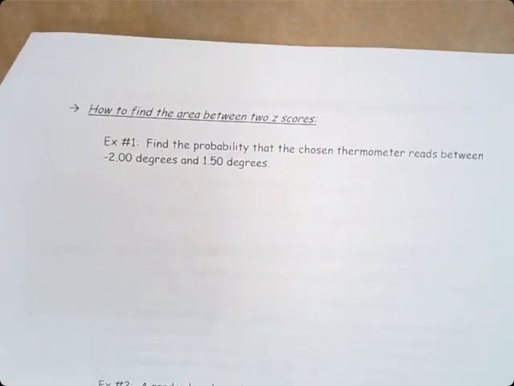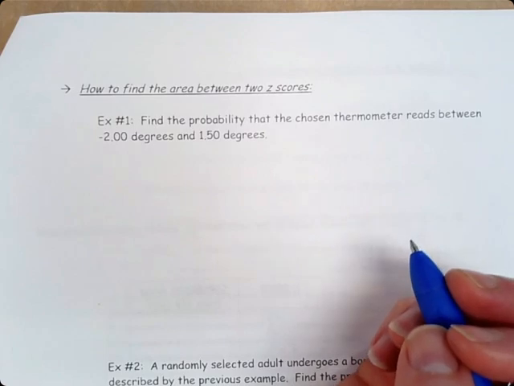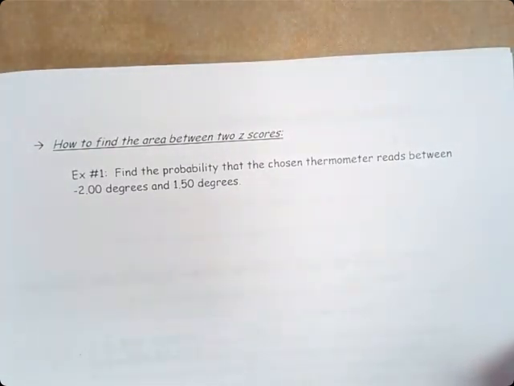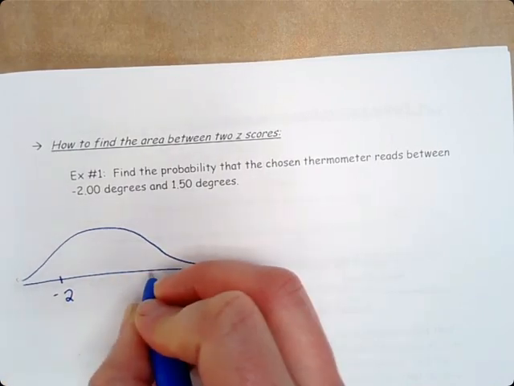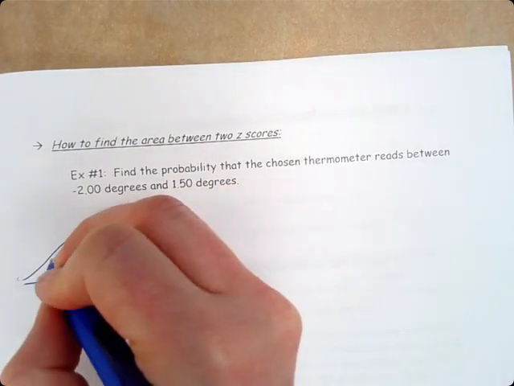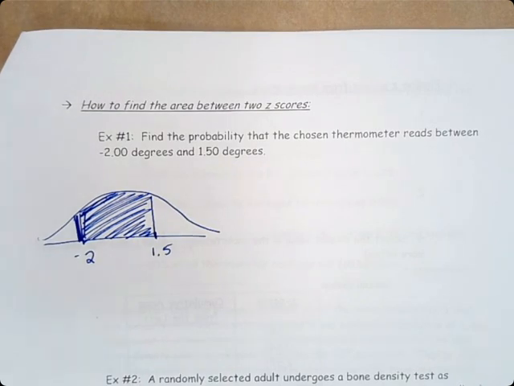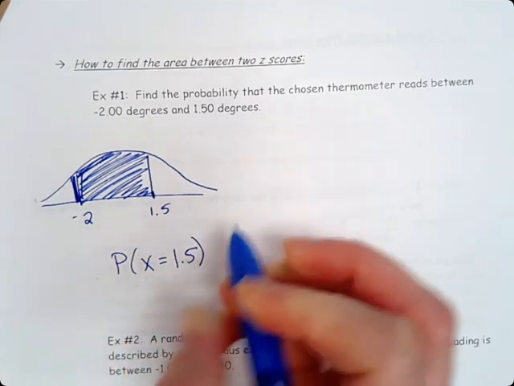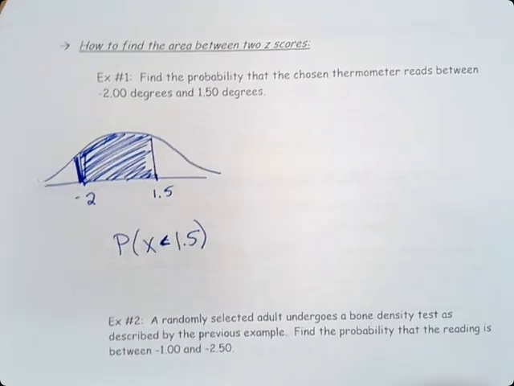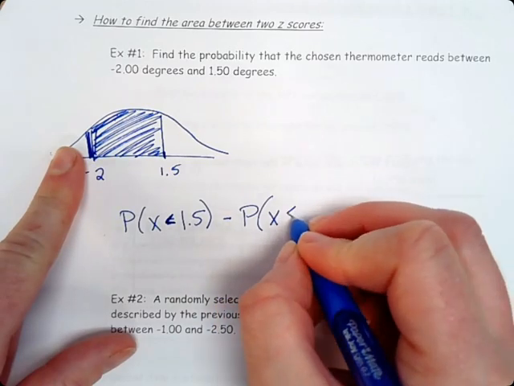The last example that we're going to do is how to find the area between two z-scores. So on this one, find the probability that a chosen thermometer reads between -2 degrees and 1.5 degrees. So -2 and 1.5. We're finding the area between them. You would find the probability that X is less than 1.5, the whole thing, and then subtract this little one from it, minus the probability that X is less than -2.